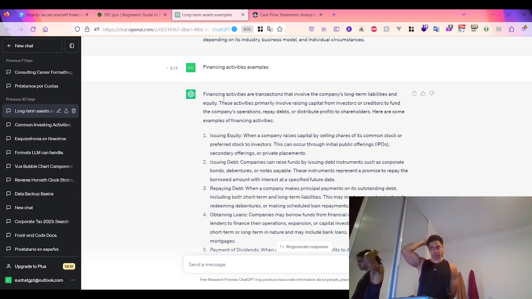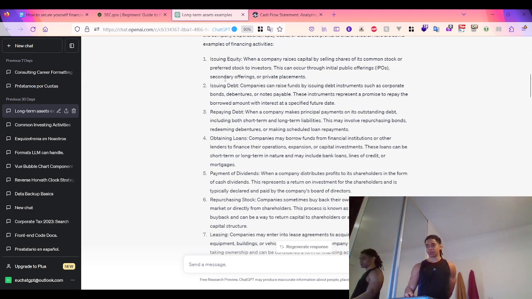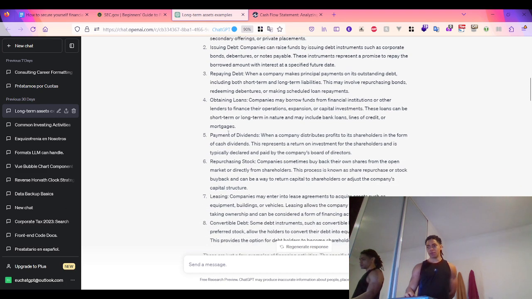And here are some examples of financing activities. Issuing equity, issuing debt, repaying debt, obtaining loans, payment of dividends. When a company distributes profit to its shareholders in the form of cash dividends, this represents a return on investment for the shareholders, and it is typically declared and paid by the company's board of directors.